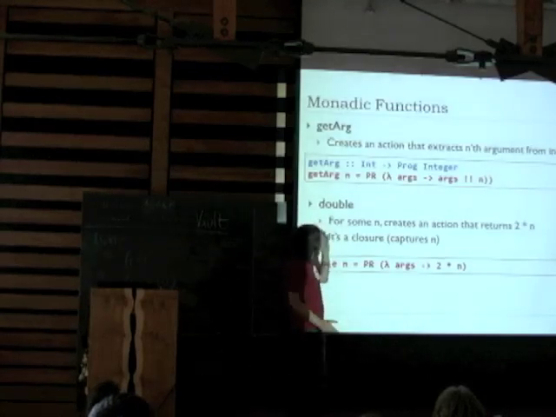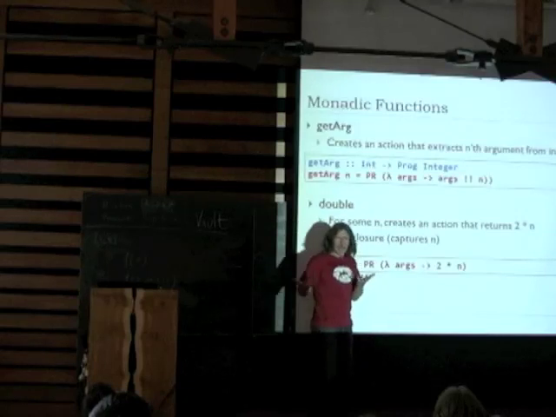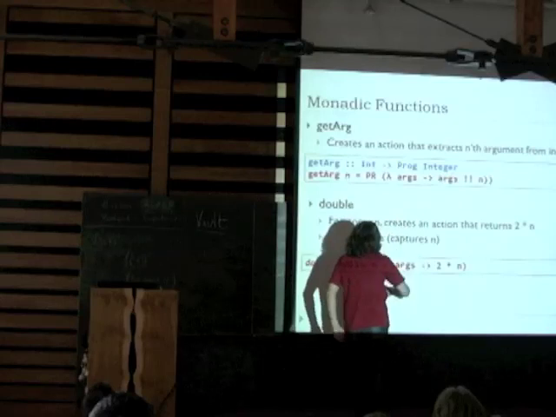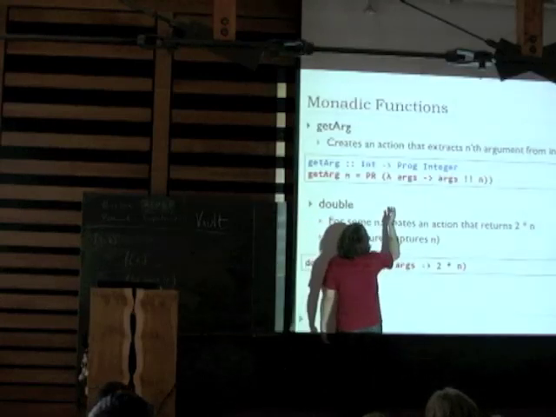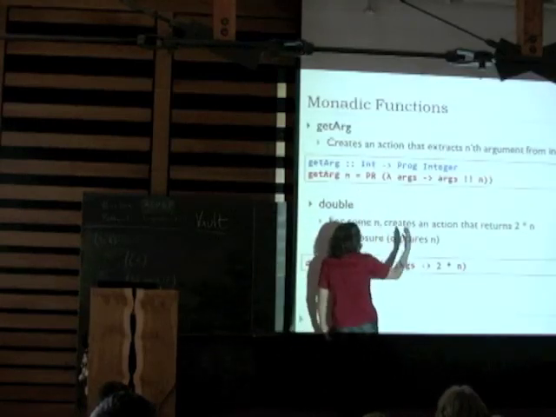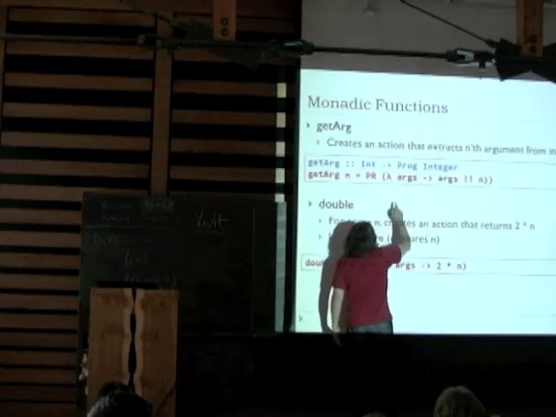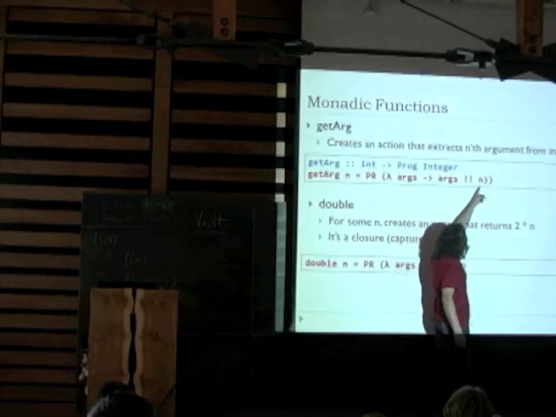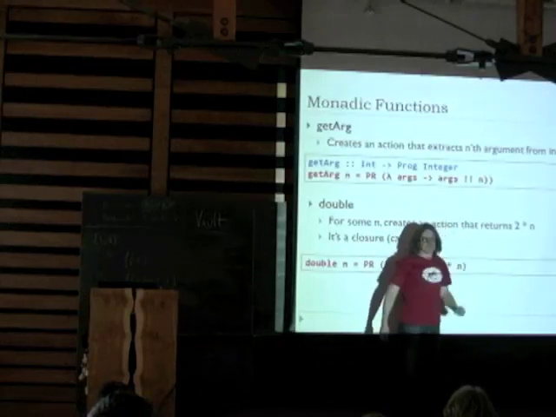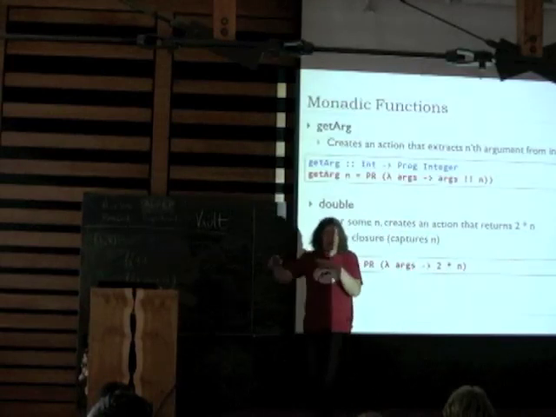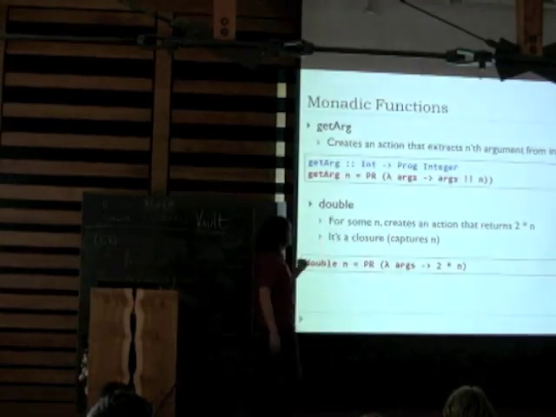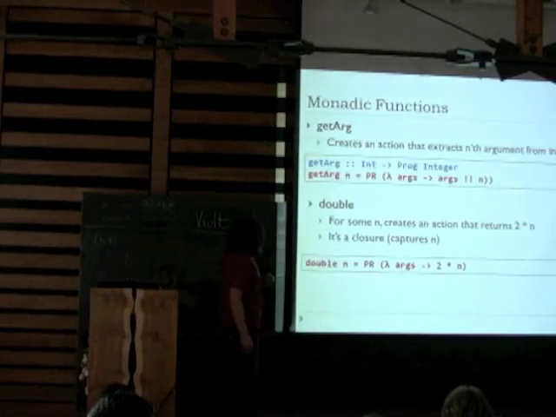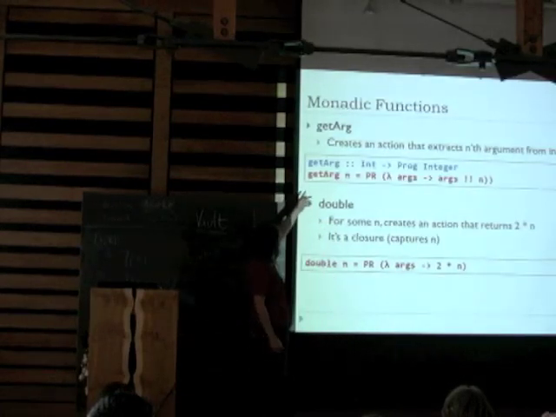So a function returning a function returns a lambda, right? So I have to create a lambda. This lambda, this promise, I encapsulate it as a program, and this is the action, the lambda. So when I get the arguments, what I'll do with it, I will take the nth element of the argument list. Okay, this is Haskell, nth element of a list. This is how you get it, okay? So that's our first monadic function.